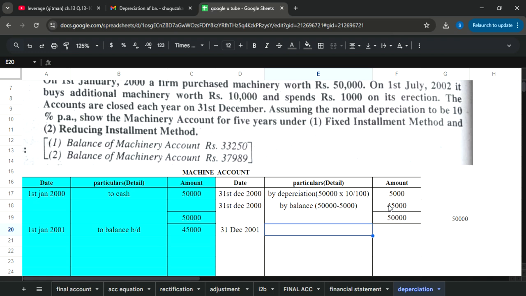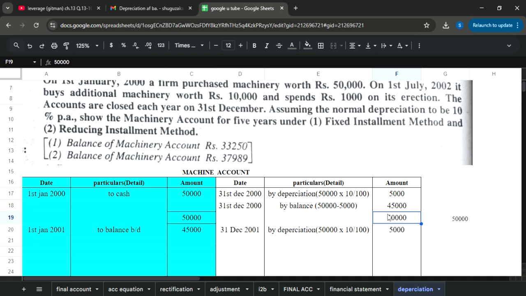Again, depreciation would be calculated. How? Please note it down. We are following the fixed installment method. So similar depreciation would be calculated, and here depreciation. So guys, have you noted that on 31st December 2000 the depreciation amount was 5,000? On 31st December 2001 the depreciation is absolutely similar.